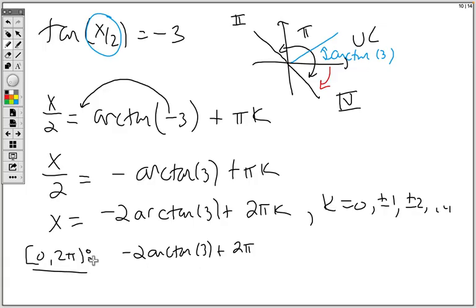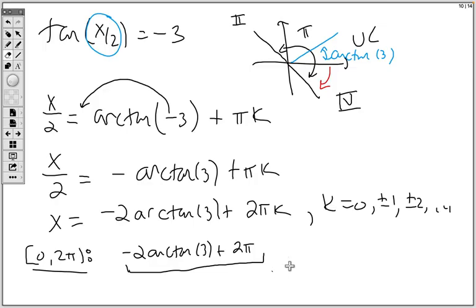And the question is, is this between 0 and 2 pi? Well, as I mentioned, arctangent of 3 is some sort of acute angle. It's between 0 and pi over 2. So when I multiply it by 2, it's going to be between 0 and pi. So minus 2 times it is going to be between 0 and 2 pi, but not 2 pi because it's an acute angle. So this will be between 0 and 2 pi. Now if I add another 2 pi to this, then it's going to be beyond 2 pi. All right, so this would be the only solution that lives there.